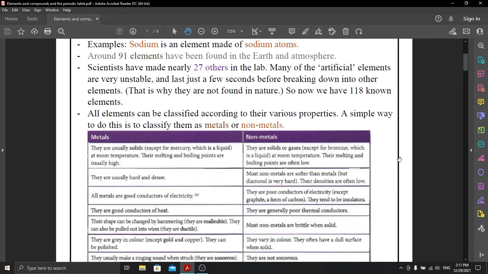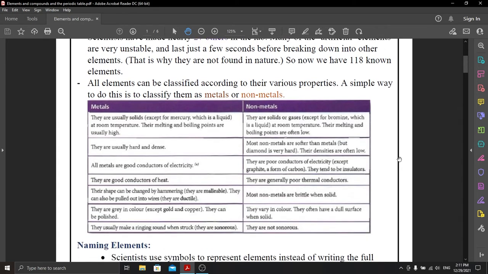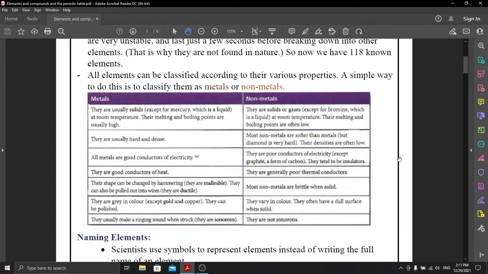All elements can be classified according to their various properties. A simple way to do this is to classify them as metals and non-metals. And here we have a comparison between these two. It's very important to understand the difference between metals and non-metals, because you have to be able to tell if this element with these properties is a metal or not.